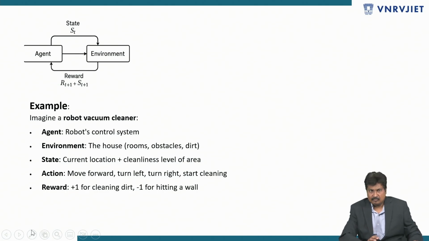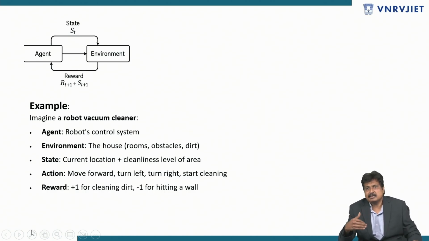For example, imagine a robot vacuum cleaner. Here the agent is the robot's control system, the application. The environment is the house, rooms, obstacles, dirtiness, and so on. The state is the current location plus the cleanliness level of the area. The actions are move forward, turn left, turn right, and start cleaning. These are the actions we expect from a robot.